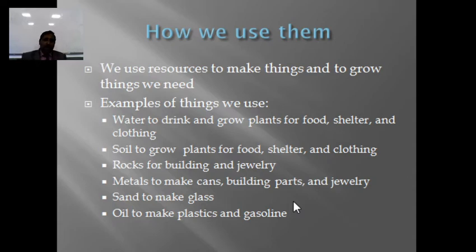We use resources to make things and to grow things we need. Some examples I have put forward. Water to drink and grow plants for food, shelter and clothing. Soil to grow plants for food, shelter and clothing. Rocks for building and jewelry. Metals to make cans, building parts and jewelry. Sand to make glass. And oil to make plastics and gasoline. So with the help of different resources, we are developing some other resources which are helpful for us.